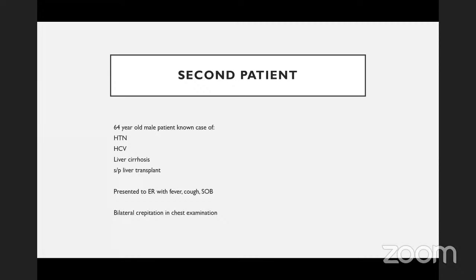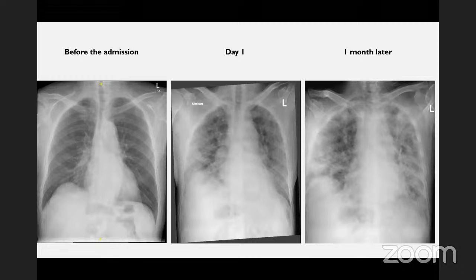The second patient is a 64-year-old male, a known case of hypertension and hepatitis C virus. He has liver cirrhosis and is status post liver transplant around 1 year back. He also presented to the ER with a history of fever, cough, and shortness of breath, and he had bilateral crepitations on examination. I brought his X-ray and images mainly to show that it is almost the same presentation as the previous patient, with this sequence of events during the hospitalization. This patient started to require oxygen, and he had worsening in his labs and in his X-ray.